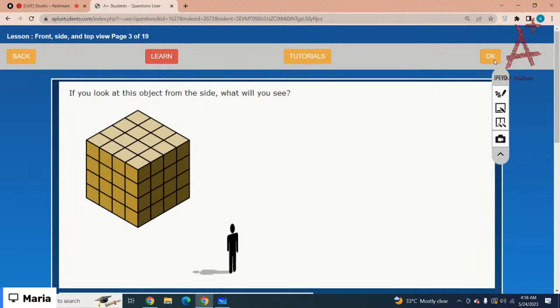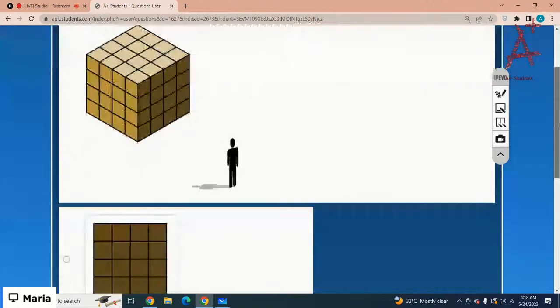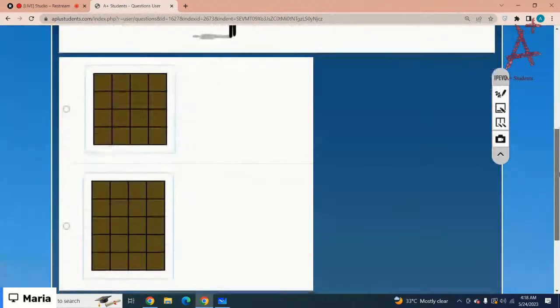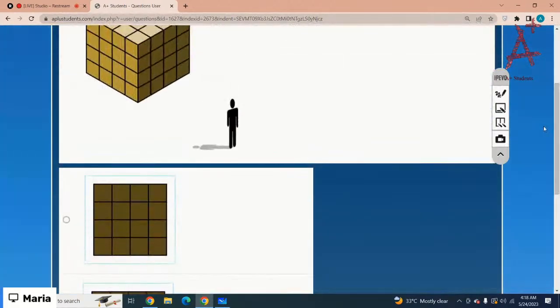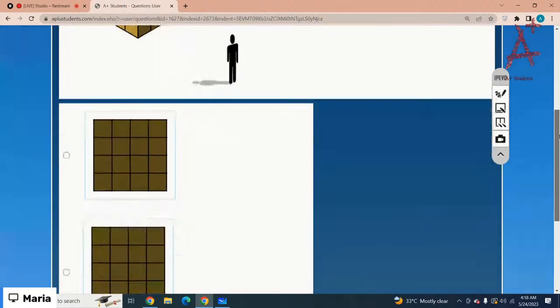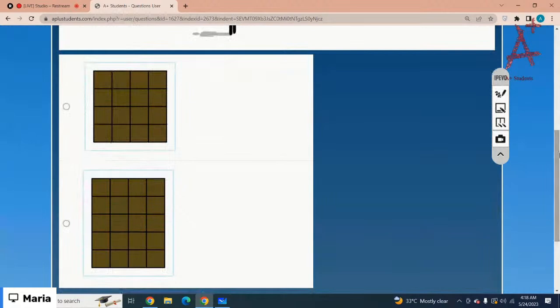Okay, if you look at this object from this side, what will you see? Which is the correct option? First one or second one? You're looking from here, this side. So which side do you see? First or second? You will see the first one.